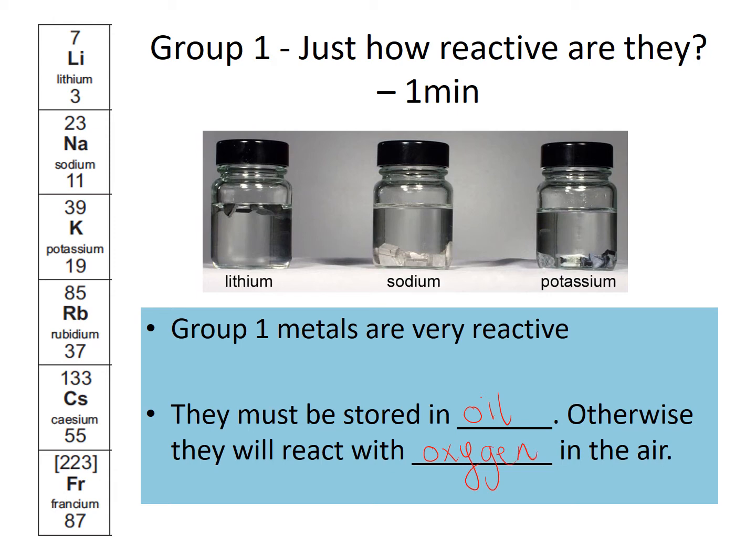So group 1 metals are very reactive. They must be stored in oil, otherwise they will react with oxygen in the air. So take a minute to copy down the information in the blue box, press pause if you need to, and continue when you're ready.